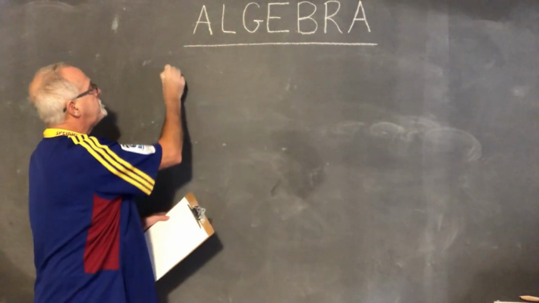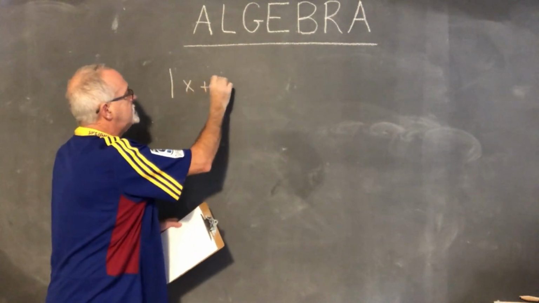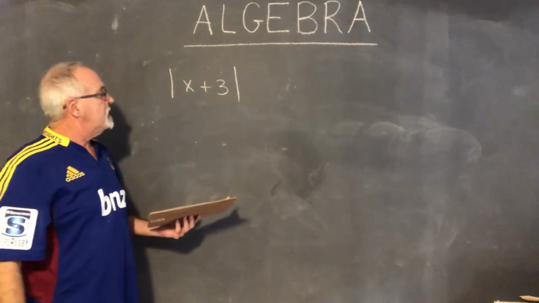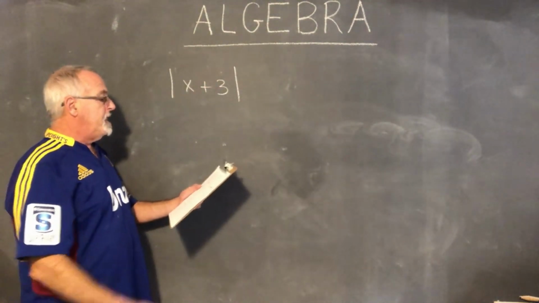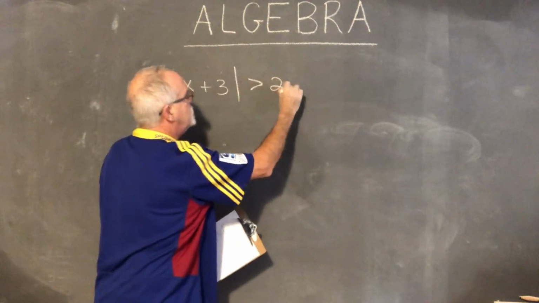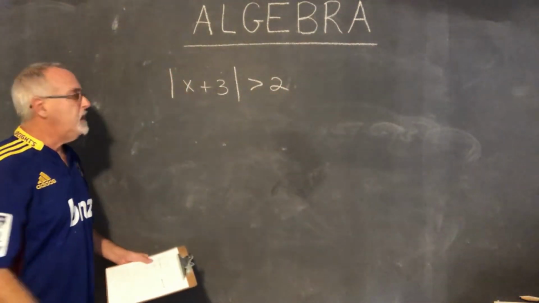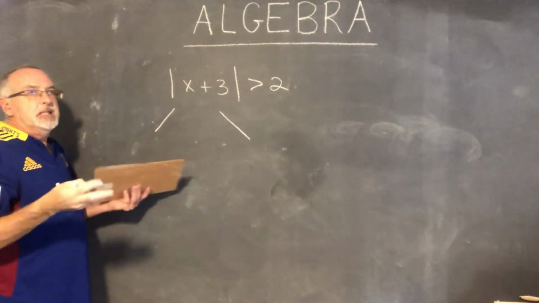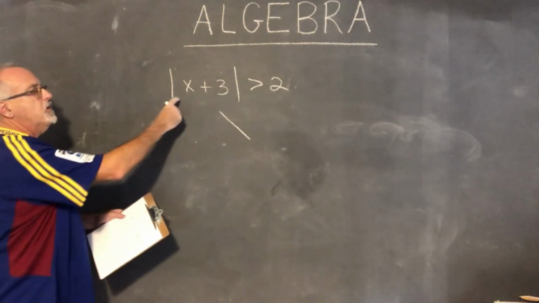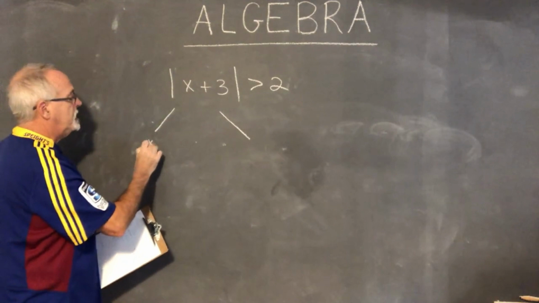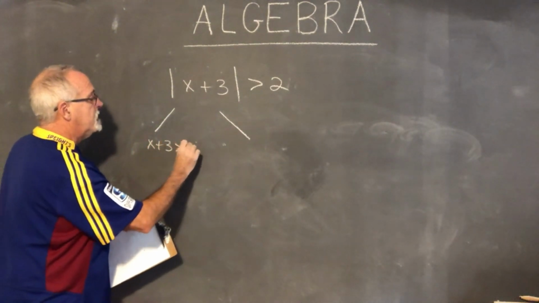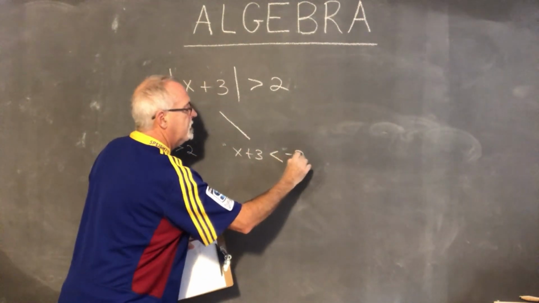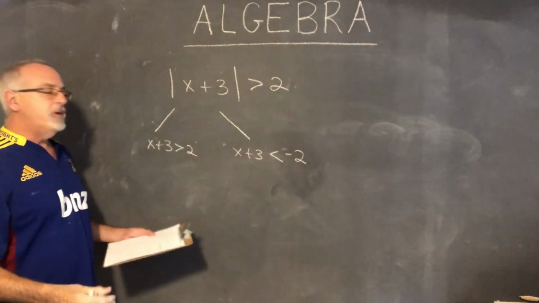How about this one? The absolute value of x plus 3. So we can put more in there than just an x. X plus 3 greater than 2. How am I going to treat this? I'm going to split it into the two simpler, if you will, inequalities that don't have the absolute value bars in them. So I write x plus 3 greater than 2, and I write x plus 3 less than -2. I keep doing this thing that I already know works.